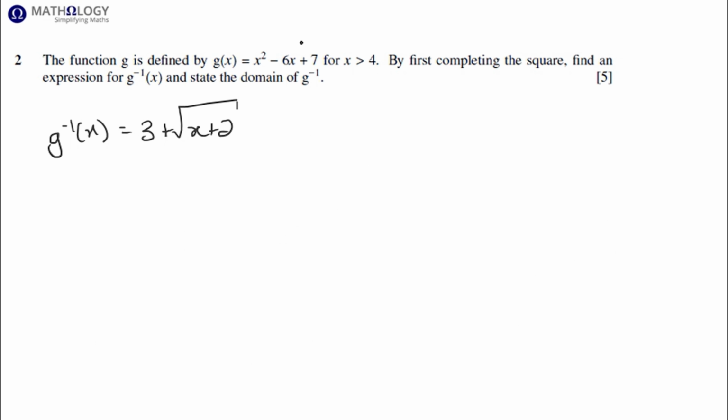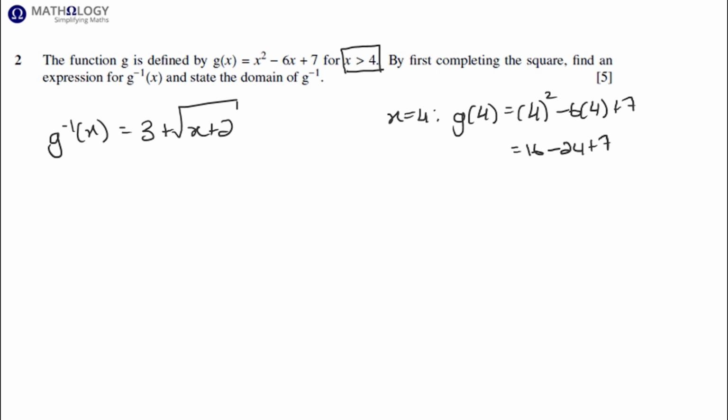Now before we find the domain of the inverse of g, we need to consider the domain for the function g. Because our domain is restricted, x is greater than 4, we need to determine the range of g first. So if x equals 4, then g of 4 will be 4 squared minus 6 times 4 plus 7, 16 minus 24 plus 7, minus 8 plus 7 is minus 1. So when x is 4, y will be minus 1. Now since x has to be greater than 4, that means that y has to be greater than negative 1.